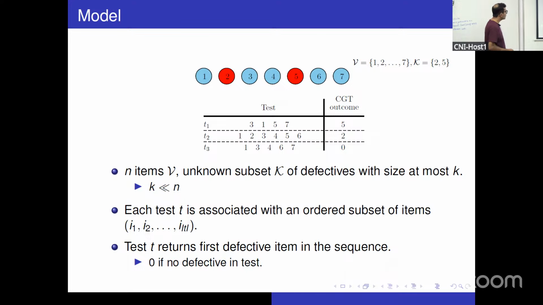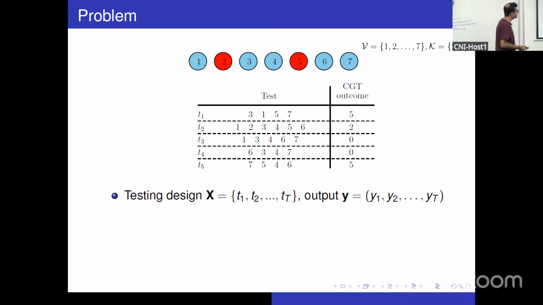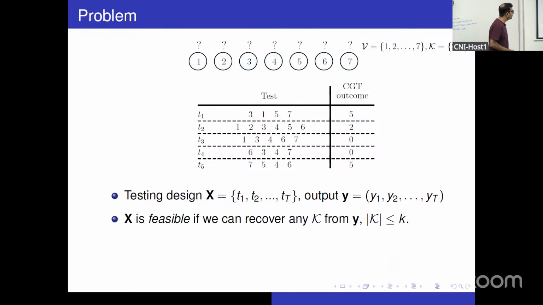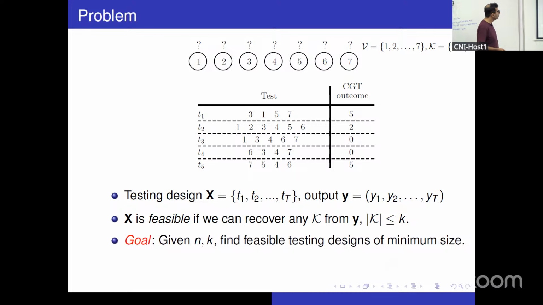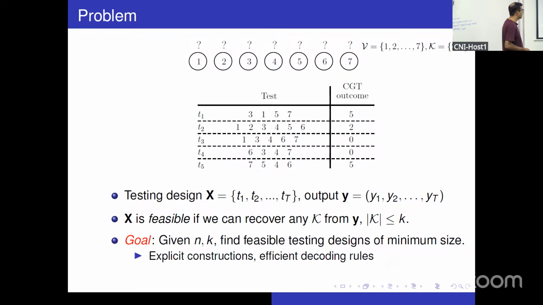So you get either no defective or the identity of the first defective item that you see. Again, we can think of the testing design as now a collection of ordered sequences, and the output is no longer binary; the output is potentially the identity of one of the items. And again, we'll say that a testing design is feasible if we can recover any set of unknown defective items as long as their cardinality is at most k. The goal is to find testing designs of minimum size.